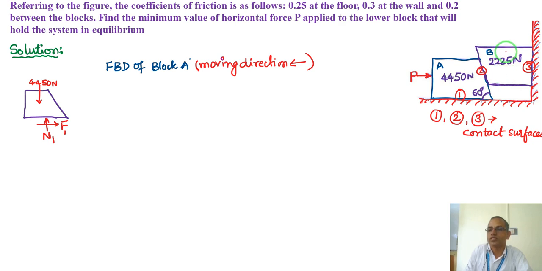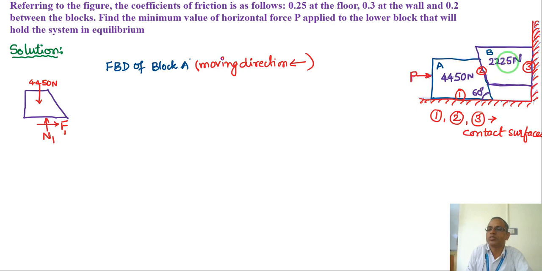That means it is coming down, so block B is moving down, which means block A is moving left, right? So that's very important. Understand this statement here, otherwise all your friction directions change. Hold the system in equilibrium means I don't have to push the block up.